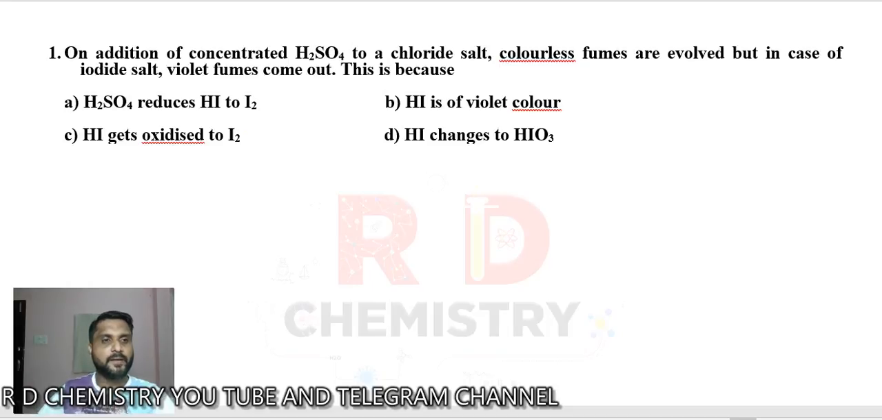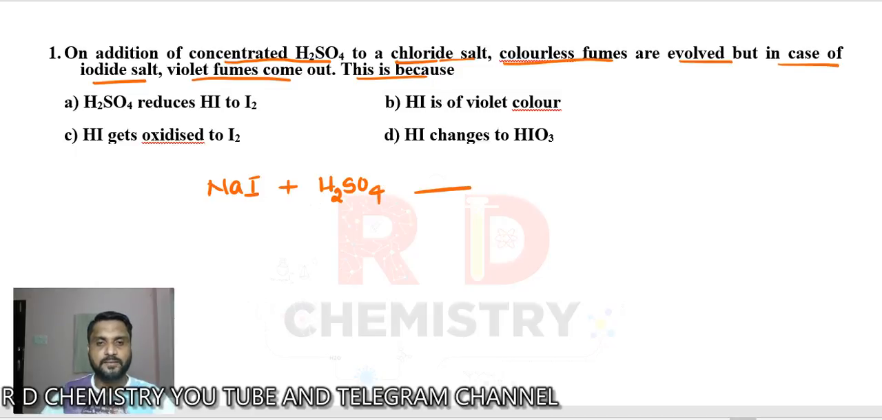Question number 1. On addition of concentrated sulfuric acid to a chloride salt, colorless fumes are evolved, but in case of iodide salt, violet fumes come out. This is because, for the iodide salt, let me take sodium iodide. When sodium iodide is treated with concentrated sulfuric acid, the salt gets acidified. We get HI and sodium bisulfate.